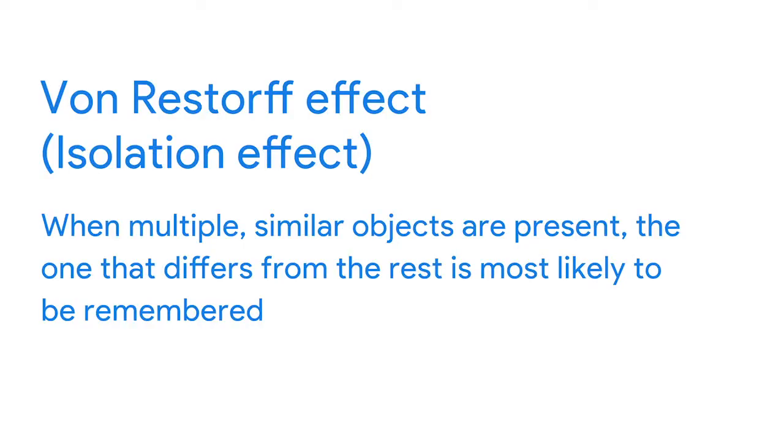But it's not just color preferences that make humans so complex. Every day, whether we know it or not, we experience examples of psychological phenomena. Let's check out some that can be especially useful to UX designers. The first psychological phenomenon, the von Restorff effect, or isolation effect, states that when multiple similar objects are present, the one that differs from the rest is most likely to be remembered.